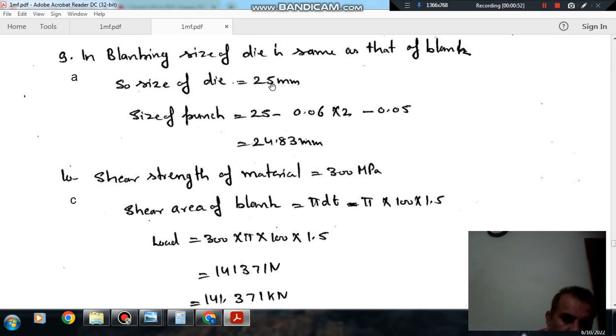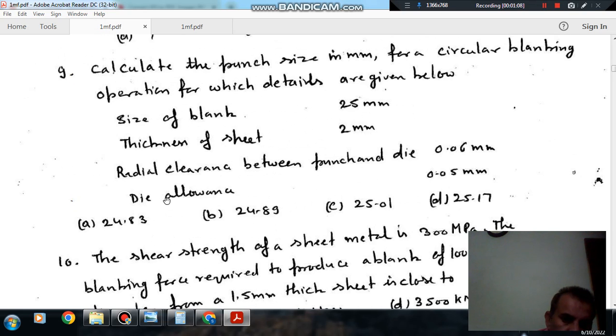So size of die is your 25 and size of punch is size of die minus 2 into clearance minus the die allowance. So that is 25 minus 0.06 into 2 minus 0.05, that is 24.83. So answer is option A.